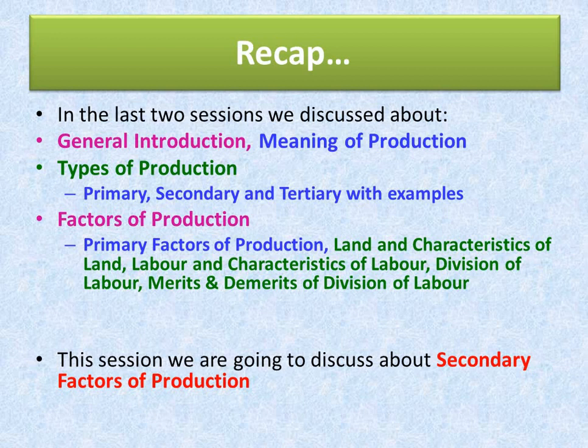We also learned about the factors of production. Factors of production are known as inputs of production which are transformed into output or products. There are two main divisions of factors of production. They are primary factors of production and derived factors of production or modern factors of production. The primary factors of production are land and labor.